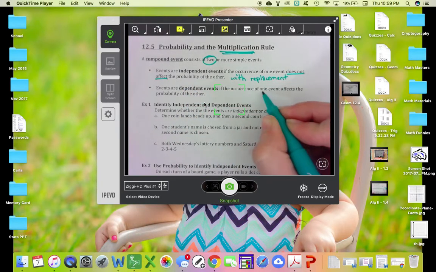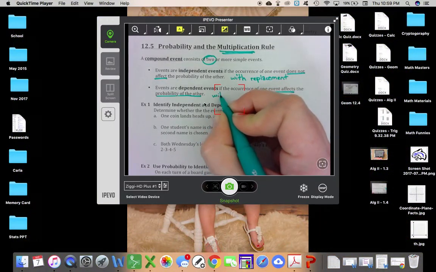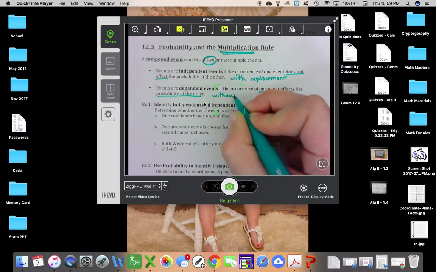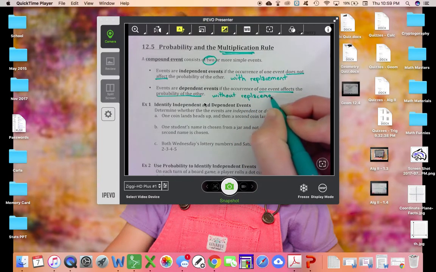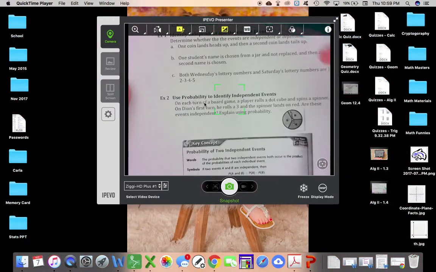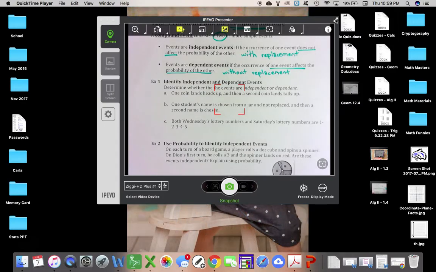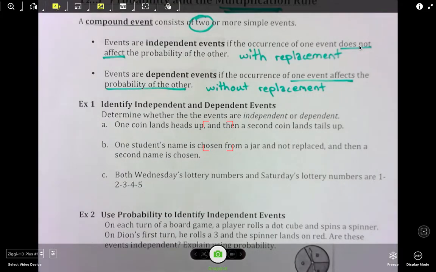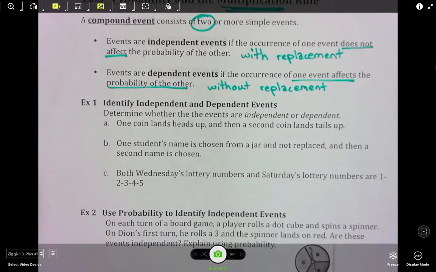Dependent events, one event does affect the probability of the other. So this is where you get a lot of times without replacement, okay? So if it says without replacement, they're going to be dependent. If it says with replacement, they are independent. The front side of this sheet is all with replacement. Let me make my screen bigger here, sorry. The front side of this sheet is all with replacement, and then without replacement or dependent events are going to be on the other side.